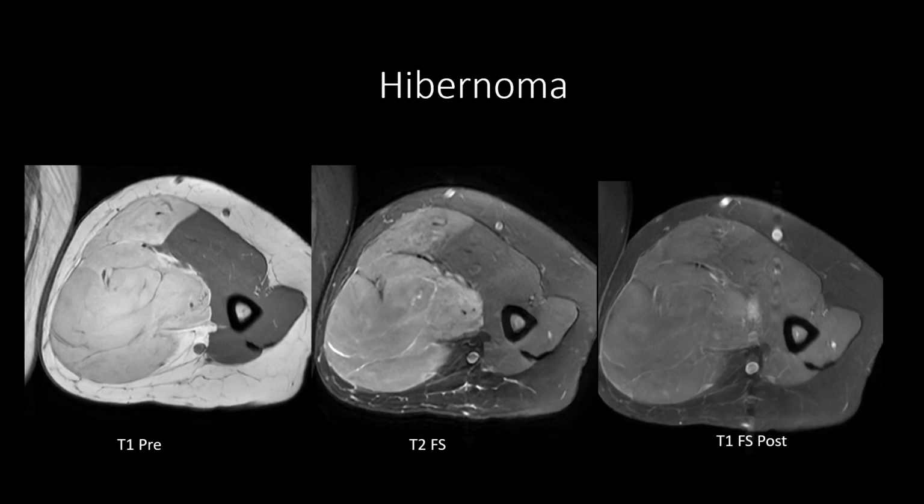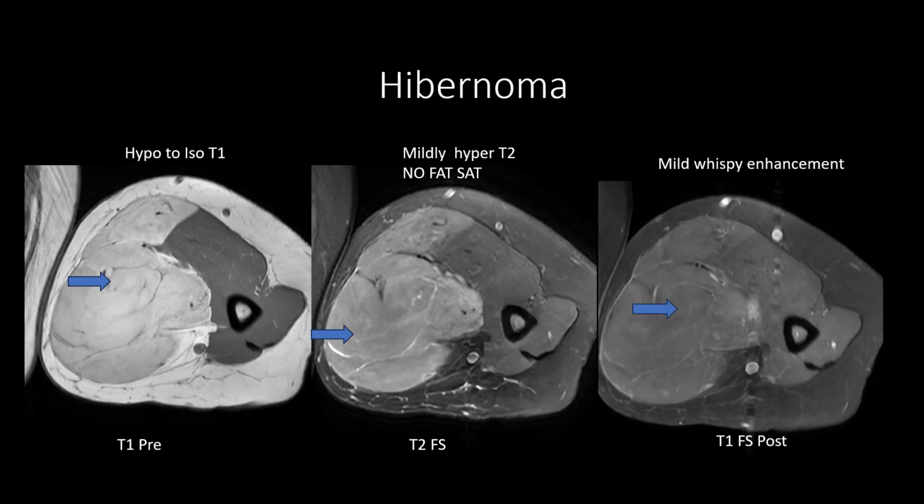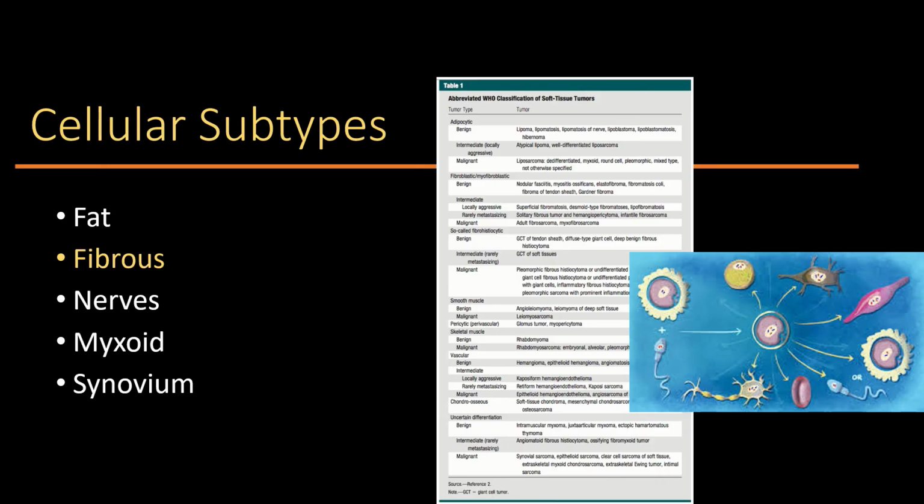Here's just a crazy case of a huge hibernoma, hypo to iso on T1, no fat saturation, and mildly hyper on the T2. But look at this enhancement. It's so unimpressive. So this we should be considering a hibernoma rather than any liposarcoma.